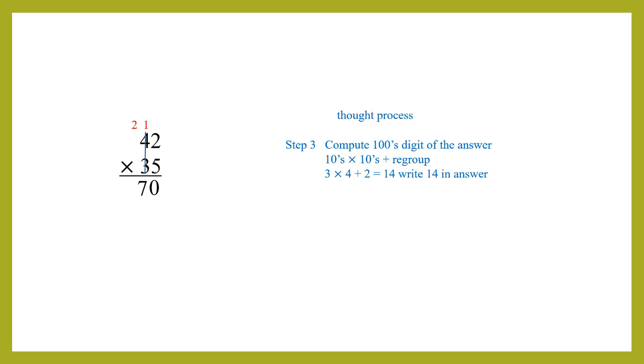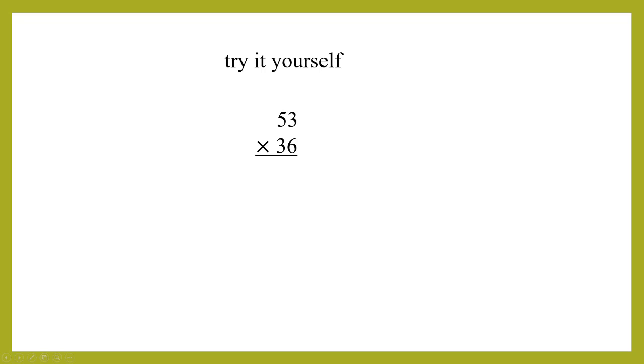Step 3, compute hundreds digit of the answer. The only way to get hundreds is tens times tens. So we take the tens times tens, takes 3 times 4 is 12, plus the regroup of 2, you get 14. So you just write 14 in your answer since hundreds was the largest value in the answer. So your answer is 1,472. So you come up with the answer without the steps in between. Try it yourself on the following problem. Press pause, work it out, come back to see results.